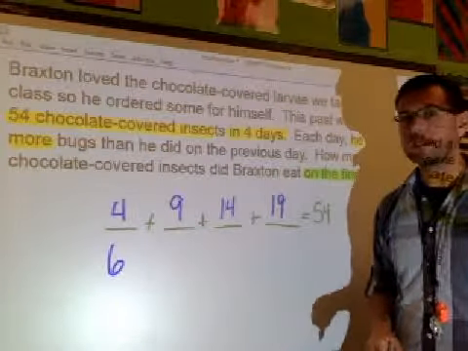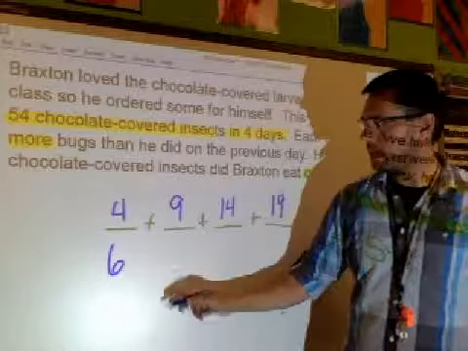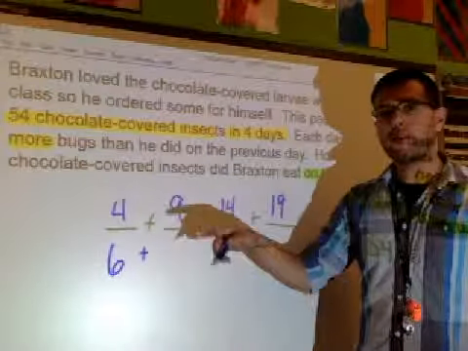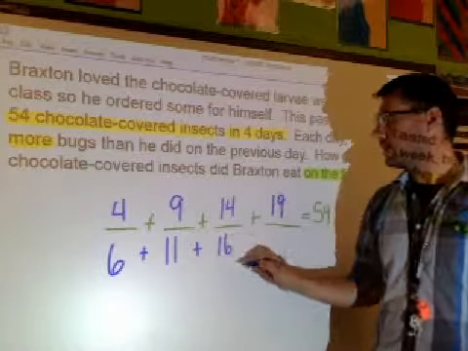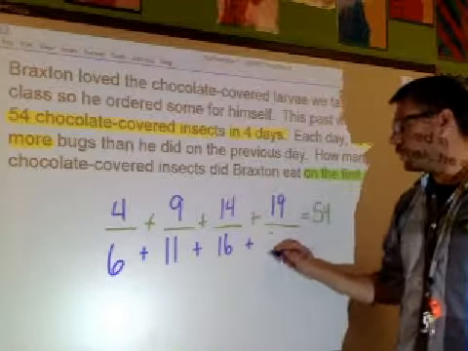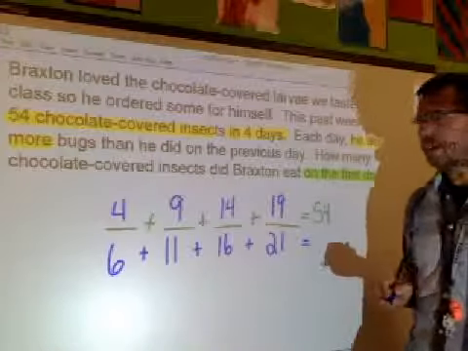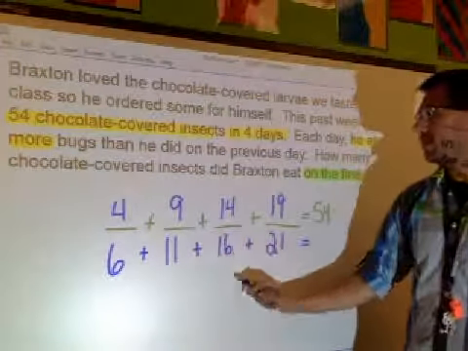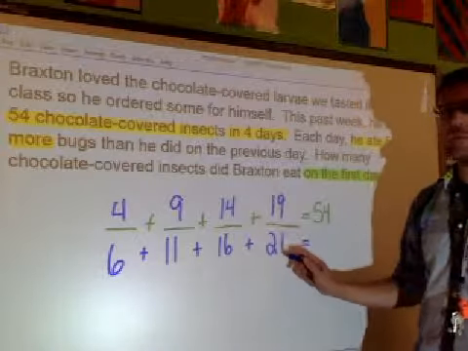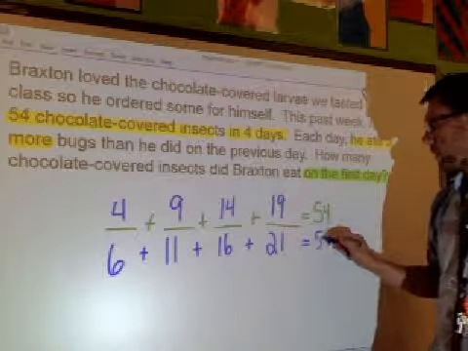So let's try 6. On the first day he had 6, plus the next day 5 more than 6 is 11, plus 5 more than that is 16, plus 5 more than that is 21. Now let's add those together. 6 plus 11 is 17. 17 plus 16 is 33. 33 plus 21 is 54.